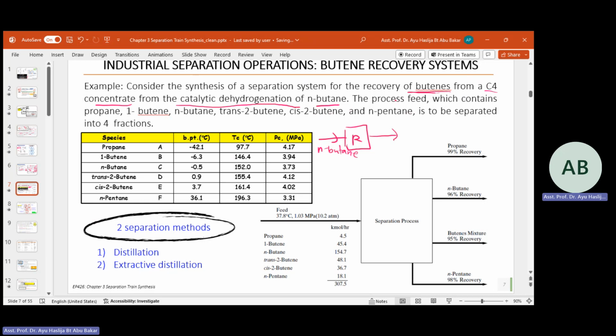So the reactor effluent is all these things. The process feed here means the reactor effluent, which contains all of this, A until F. Now, this reactor effluent is the feed to the separation process. So here we have 5 components to be separated.